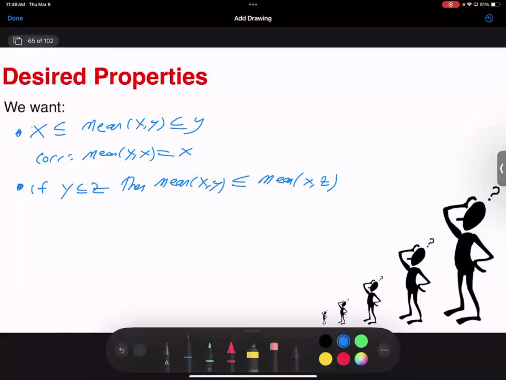There's a more basic one that you're forgetting because I think it's so obvious. The mean of x and y should be the same as the mean of y and x. Sometimes it's hard to remember to make these explicit because it's so obvious, but I probably want my mean to be symmetric. Do you always want that to be the case?